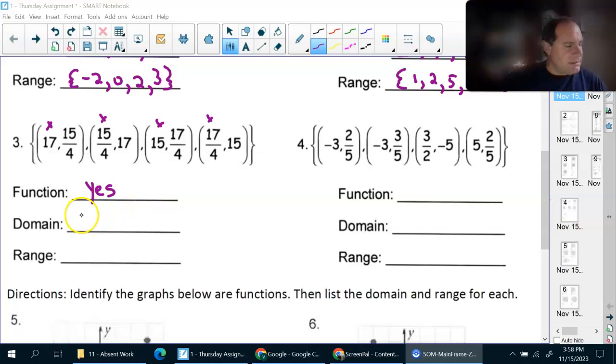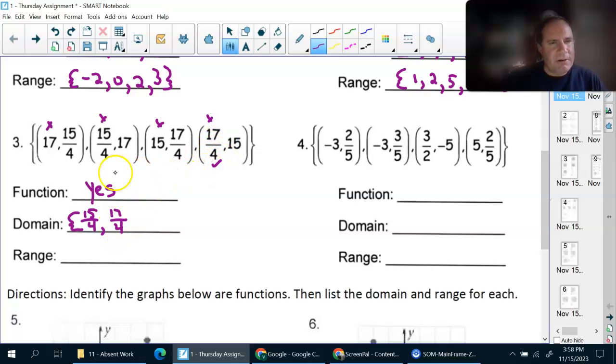So we are listing in the domain 15 over 4 first, because that's the least. 17 over 4 second. And you can put a check mark for using those x's. And then the next one is 15. And the next one is 17. None of the x's repeat, so that's why it is a function. Every x has its own y.